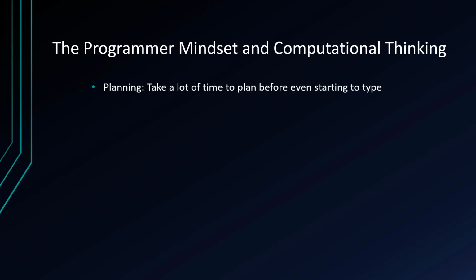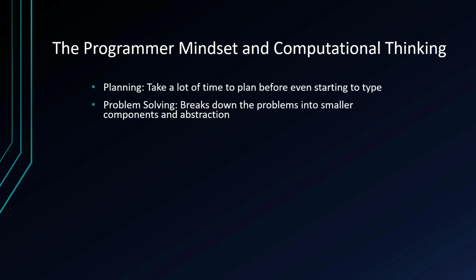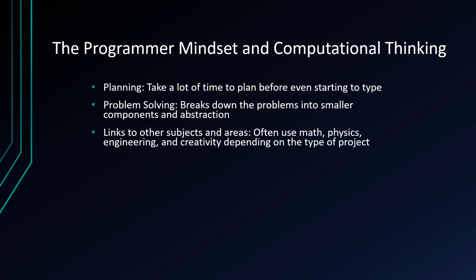If you're working on a big project, whenever you're developing that project, it's going to take a lot of planning. Before you even start typing up your program, you have to plan. And once you start planning, you're going to have to break down problems into smaller components and use abstraction to accomplish your goal, how you're going to reach your goal. And from there, you're going to need to link other subjects. Depending on what type of program you're writing, you're often using math, you might be using physics, engineering.